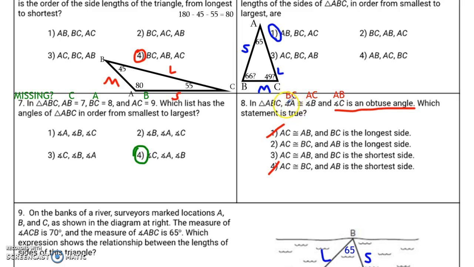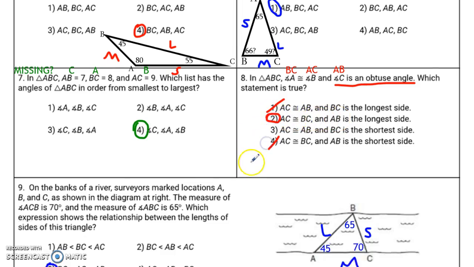We took a look at the fact that angle A is congruent to angle B, while the missing letters are B and C. So BC is congruent to AC. And we're able to tell that angle C is obtuse. Well, if angle C is obtuse, that means it's the largest angle in the triangle, only one obtuse angle per triangle, and AB has to be the one across from it. So AB is the longest side, and AC is congruent to BC is our correct answer.